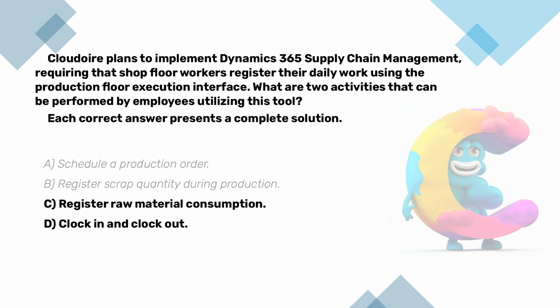The two activities that shop floor workers can perform using the Dynamics 365 Supply Chain Management Production Floor Execution Interface include clock in and clock out, that ensures each worker starts their shift at the right time and completes it when they return to their workspace, and also register raw material consumption. It tracks when raw materials are used, which is essential for accurate inventory management during production. These two activities are fundamental to managing shifts and ensuring efficient workflow in a manufacturing environment.